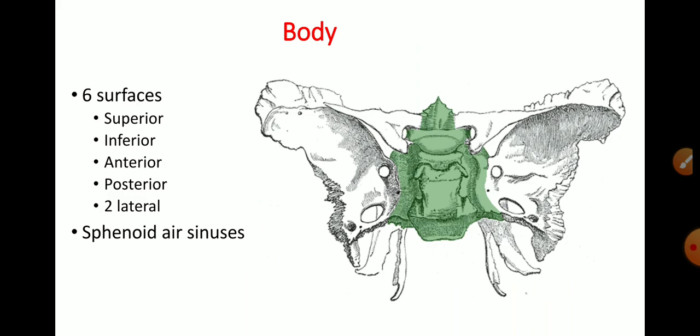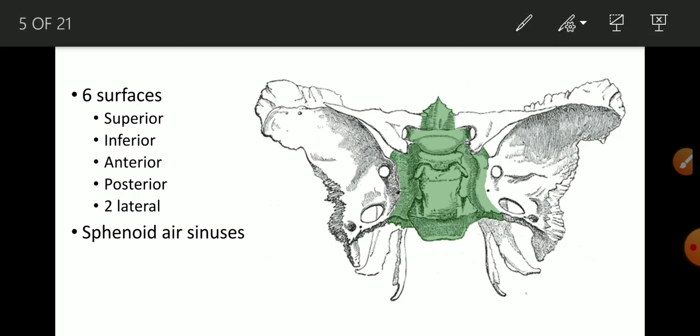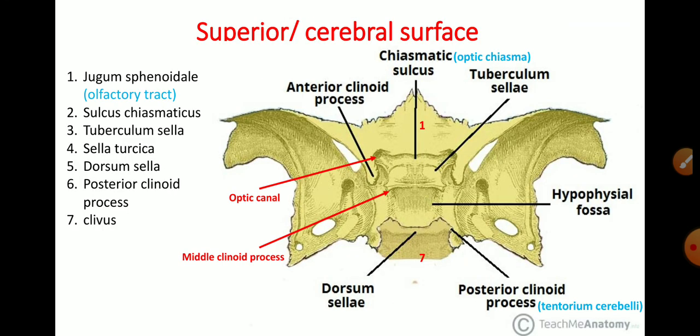Coming to the details of the body of sphenoid, body has got 6 surfaces and the sphenoid air sinuses. The surfaces of the body are the superior, inferior, anterior, posterior, and the 2 lateral surfaces. Coming to the details of the superior surface of the body of sphenoid. The superior surface has got the following features from anterior to posterior. Most anteriorly is the jugum sphenoidale.